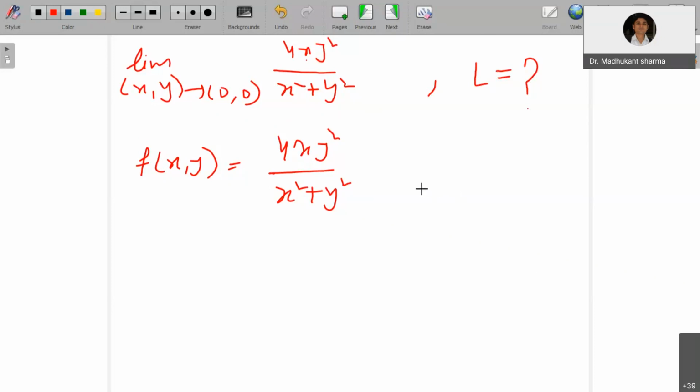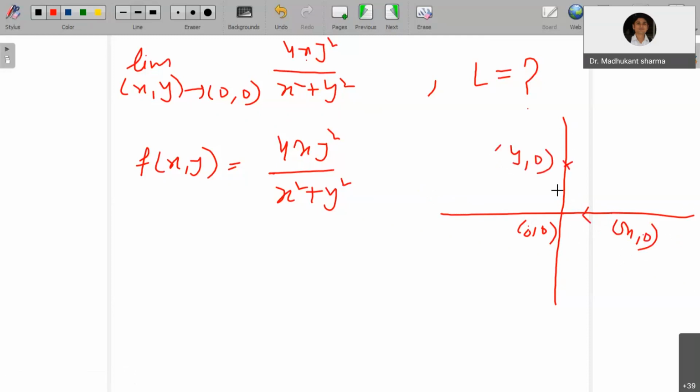For that purpose, you have the two dimensions x, y, and you want to reach this point (0, 0). There are various ways to look at it. You can approach along (x, 0) to this point, or along (0, y) to this point, or along the line y equals x. They are very simple paths. And if you are not satisfied, you can look at y equals x square.